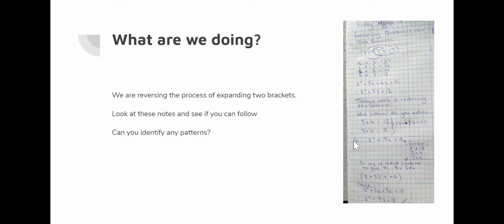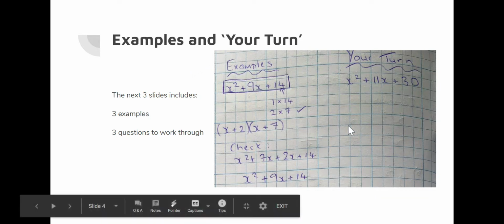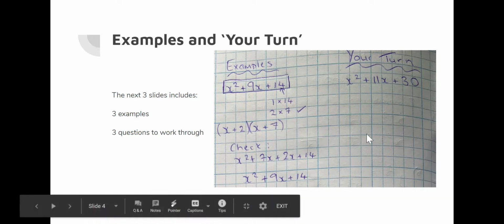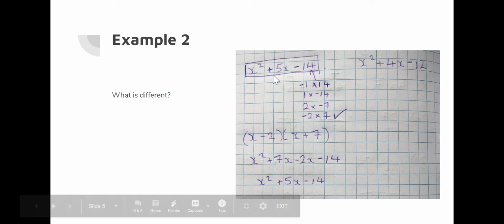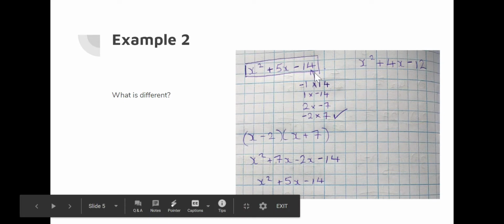Okay, so what I've got here is 3 examples for you to work through. I've got an example on the left hand side and a your turn question on the right hand side. I've got 3 of these on these 3 slides. The second one, what's different here you'll spot is we had a negative 14, so you're going to have a think about how that can work. The brackets aren't always going to both be plus. If they're both plus, it's nice and easy, but it's not always going to be the case.